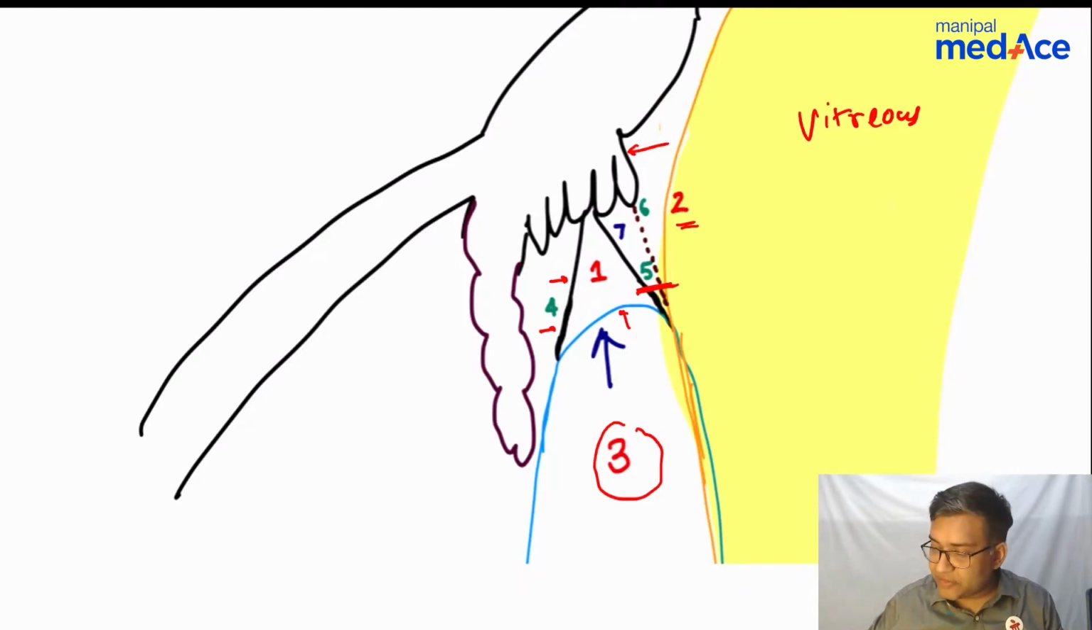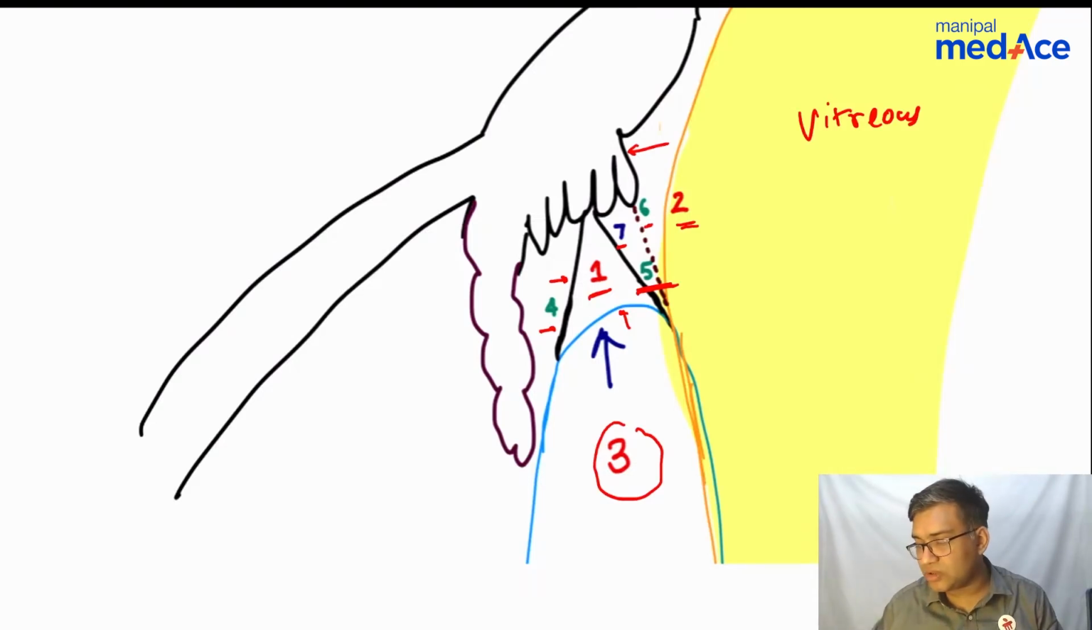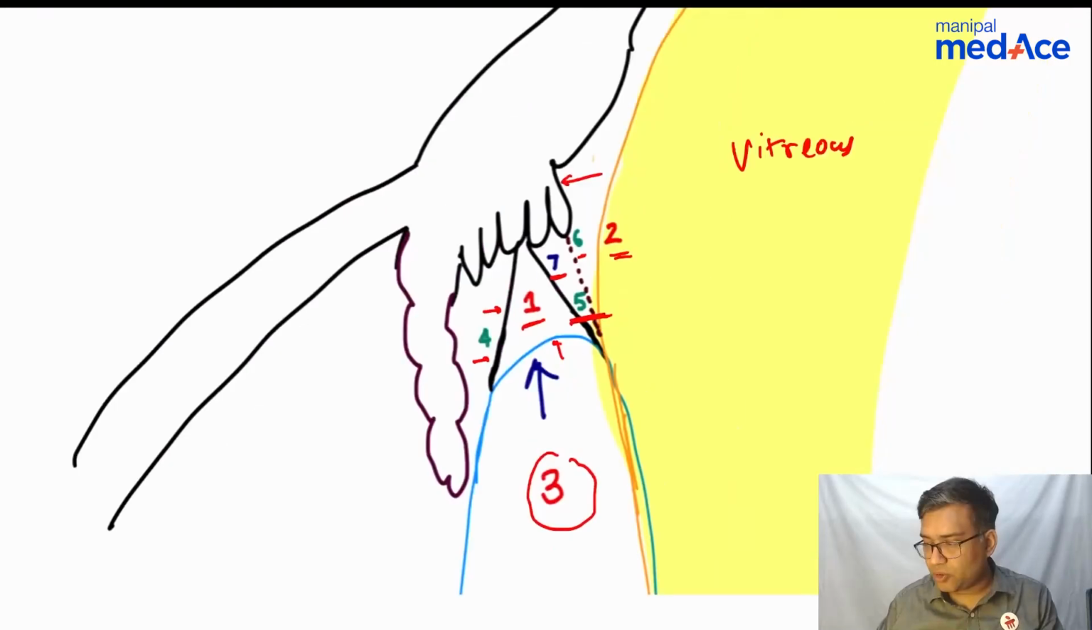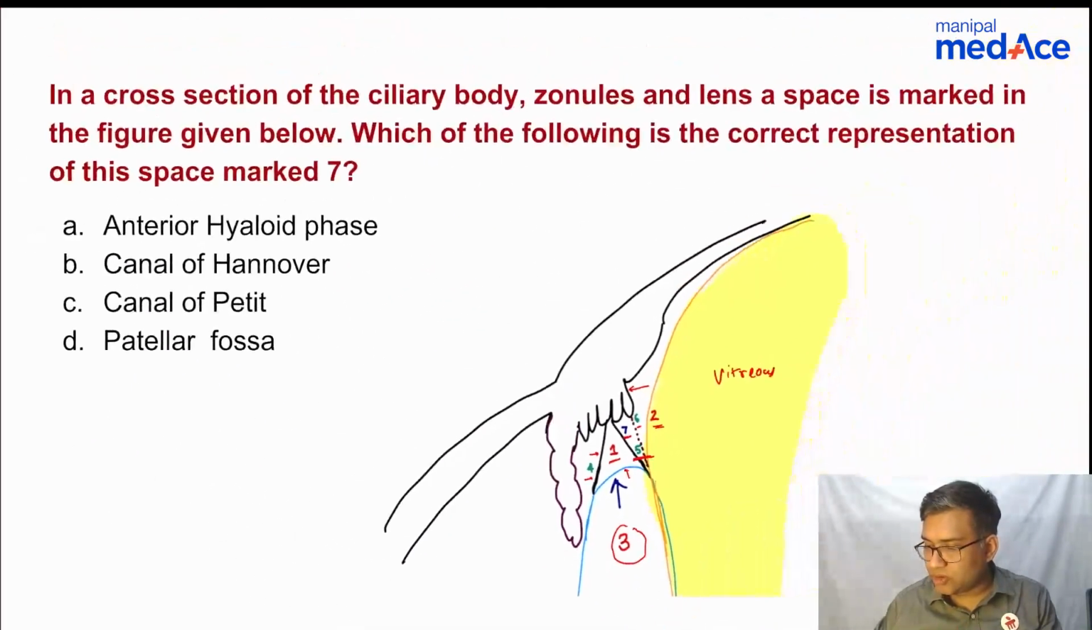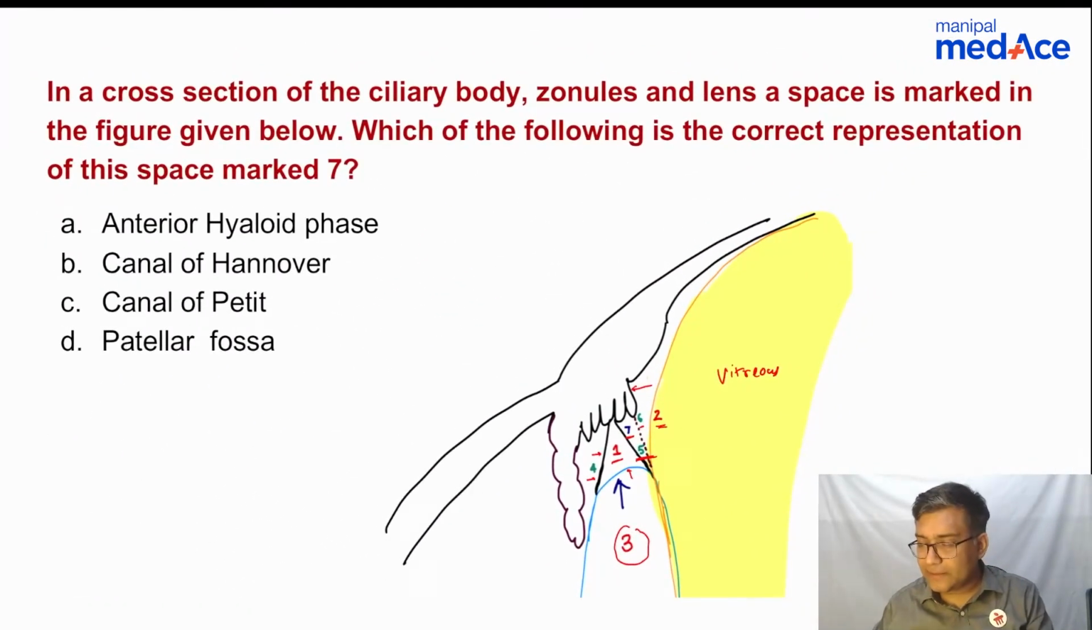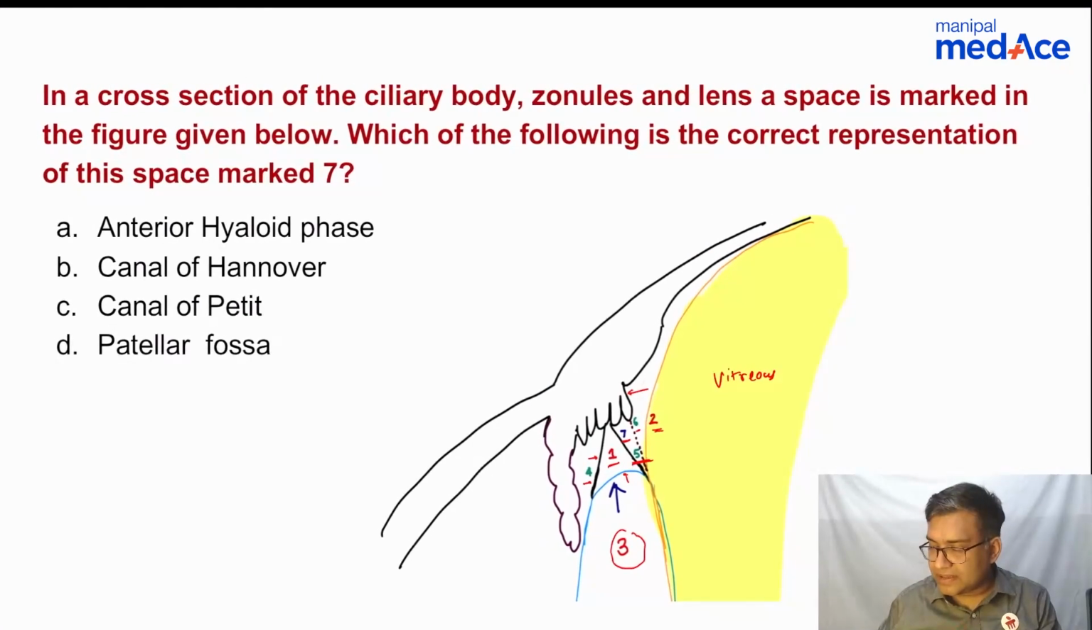And then we have the space between the pre- and the post-equatorial zonules. This is space 1, that is called the canal of Hannover, and we have the space between the 5 and the 6. So 5 is our post-equatorial zonules and 6 is our hyaloid zonules. So the space 7 is basically called the canal of Petit. Here I am just showing you the question again. So they have asked about the space 7.